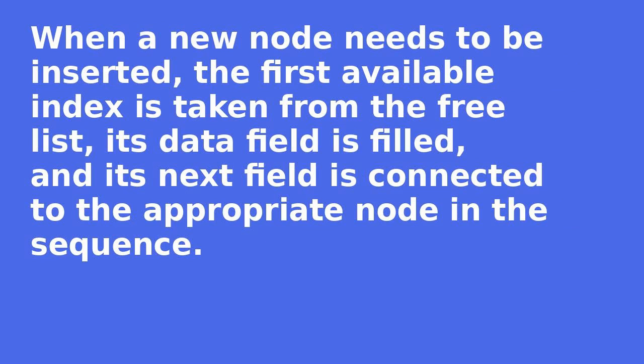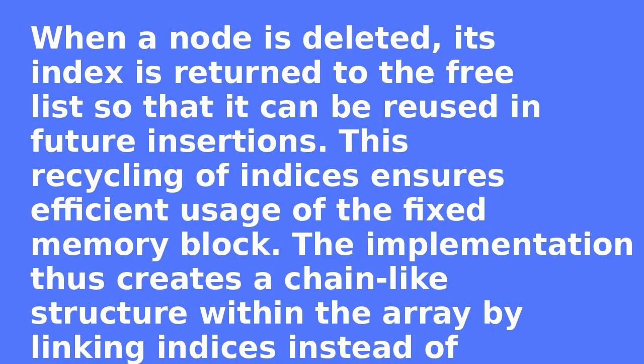When a new node needs to be inserted, the first available index is taken from the free list, its data field is filled, and its next field is connected to the appropriate node in the sequence. When a node is deleted, its index is returned to the free list so that it can be reused in future insertions. This recycling of indices ensures efficient usage of the fixed memory block. The implementation thus creates a chain-like structure within the array by linking indices instead of memory addresses.